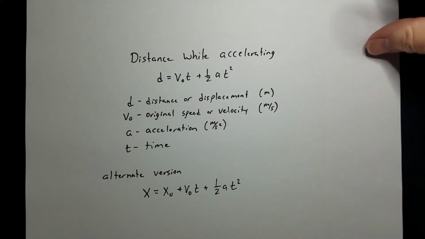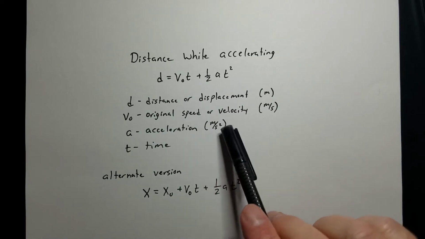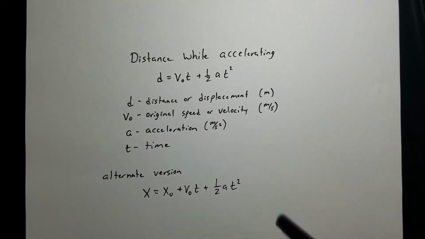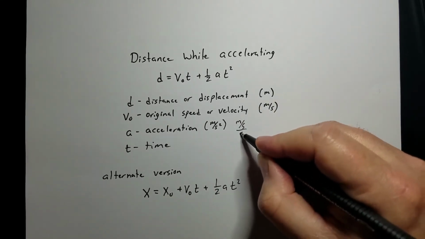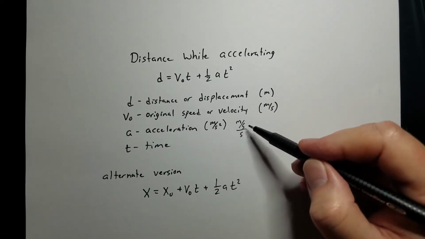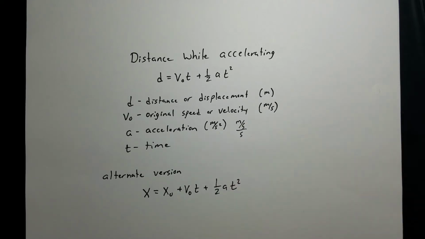By the way, acceleration is meters per second squared. Think about it as meters per second per second. Think about it like this, and it makes more sense. It slows down or speeds up so many meters per second every second of acceleration. But we have to write it that way.